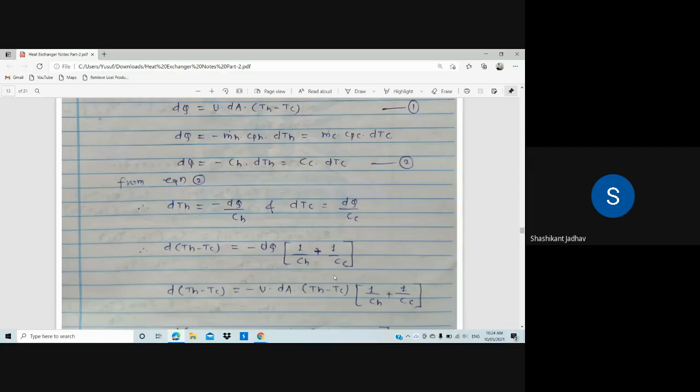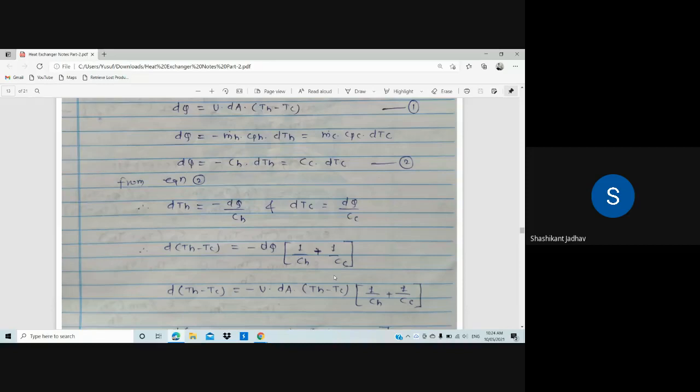Okay. Then we have to write down from equation 2: dTh is equal to minus dq upon Ch and dTc is equal to dq upon Cc. Okay. So all of you write down dTh is equal to minus dq upon Ch and dTc is equal to dq upon Cc. Then we have to take the subtraction. So dTh minus dTc is equal to minus dq into bracket 1 upon Ch plus 1 upon Cc. Okay. So take the subtraction dTh minus dTc.